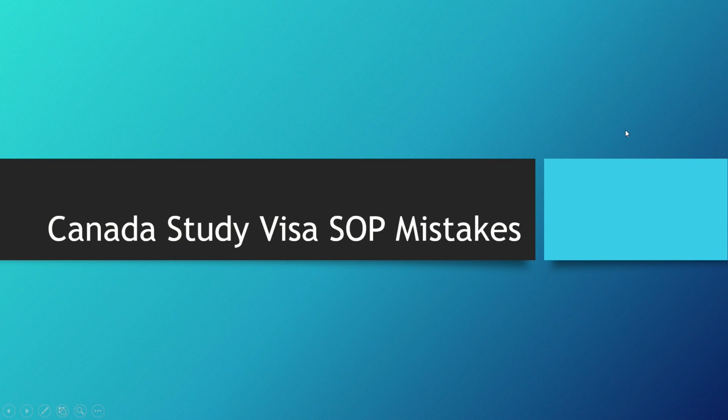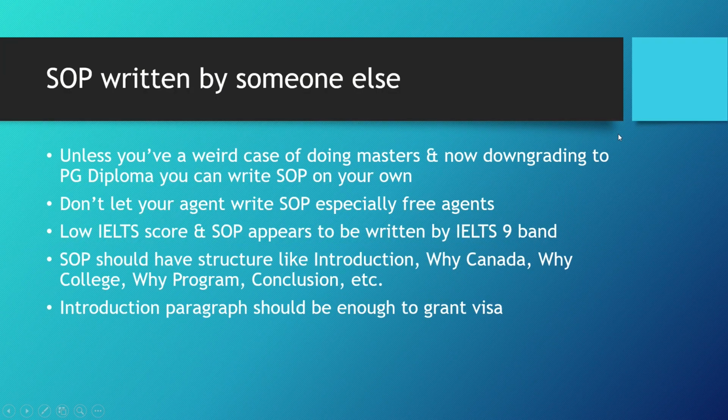So first, the first mistake that people make is that their SOP is generally written by their agent or a so-called expert. So I would recommend against this. I have written my own SOP and I did not take help of anyone because I was confident that I am the only person who can do it the best way, because no one else cares about you. They only care about money, not about you. You care about your future, so you should write your own SOP.